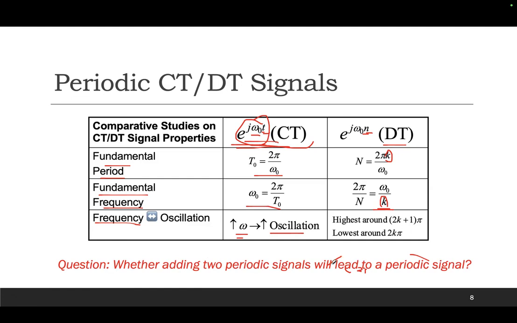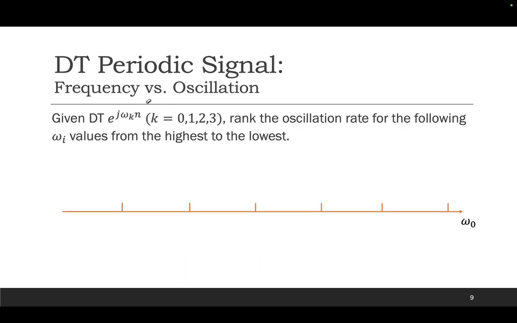If you add two periodic signals, will it lead to a periodic signal? Actually, for a continuous signal, yes, because you can see the period is also included. But for a DT signal, it may be periodic or not periodic. Yeah, you need to check. Okay, let's check one example.